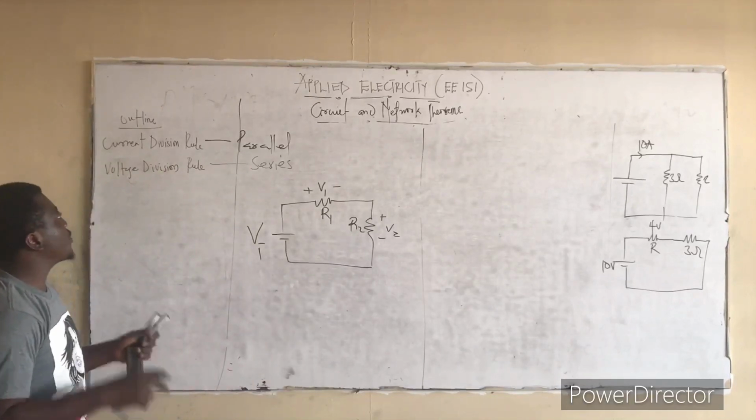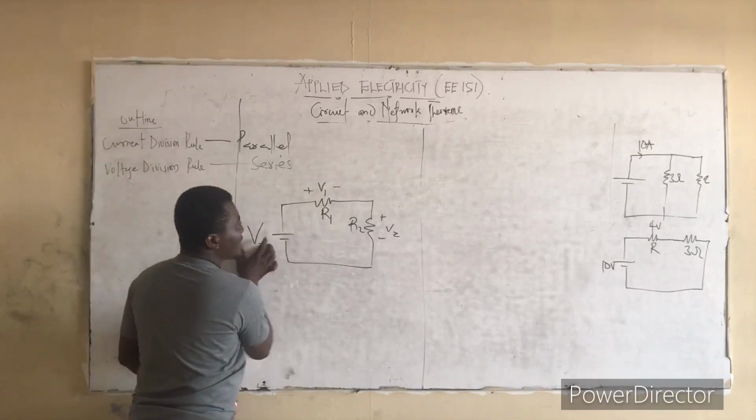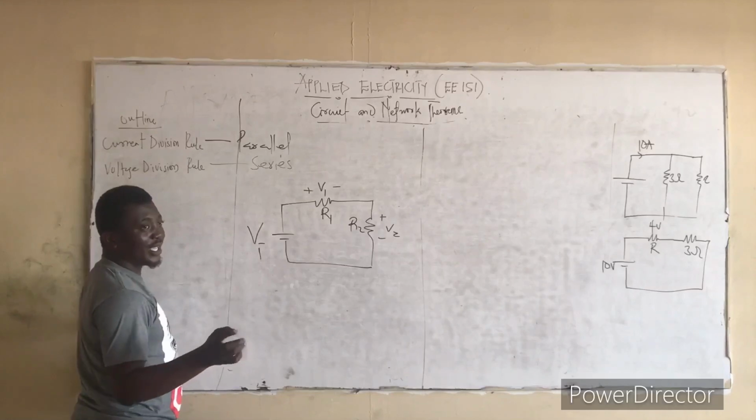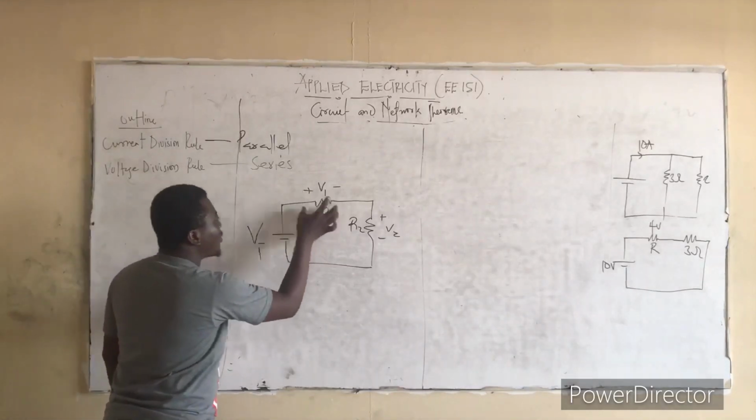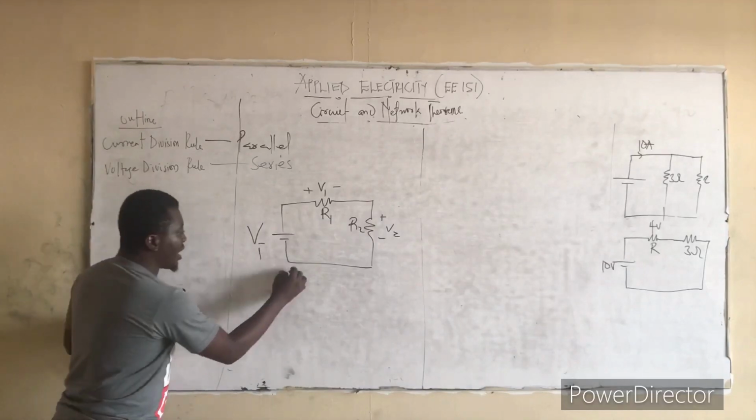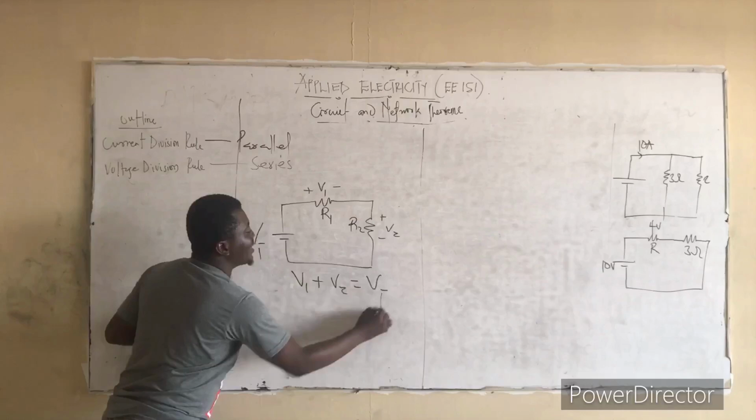If they are in series, what happens in voltage division is that this total voltage, if you find the sum, it should give you 0. That is what Kirchhoff said. So it means the voltage across this and this must give us this. So indirectly, V1 plus V2 should be equal to VT.